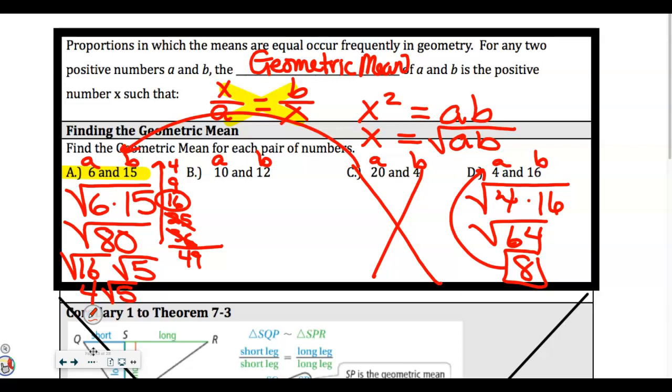But I want you guys to try letter B. If it goes well, we'll move on to something else. If not, we'll practice them a little bit more. So the geometric mean is the square root of what you get when you multiply them. I know you can multiply those. I want you to find the perfect square that's living in 120. And it'll be one of these. Once you find it, you're done. If there isn't one, it's done.